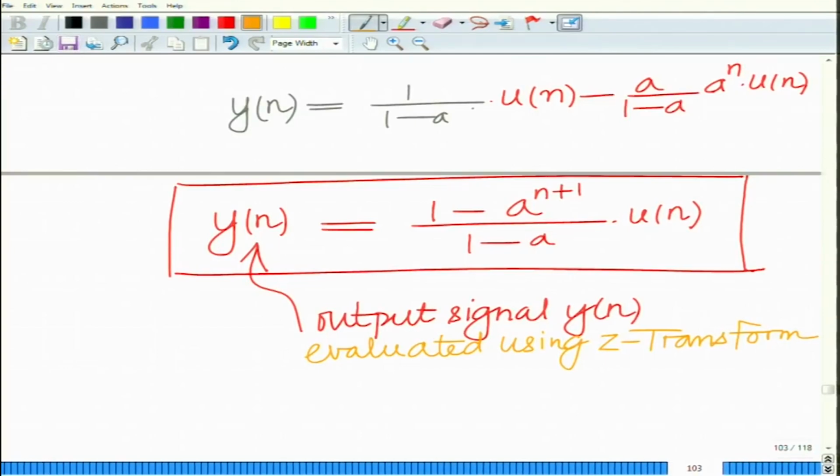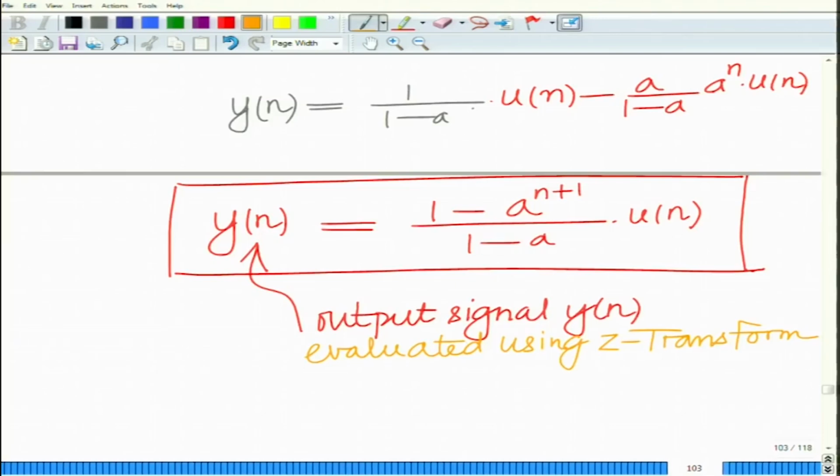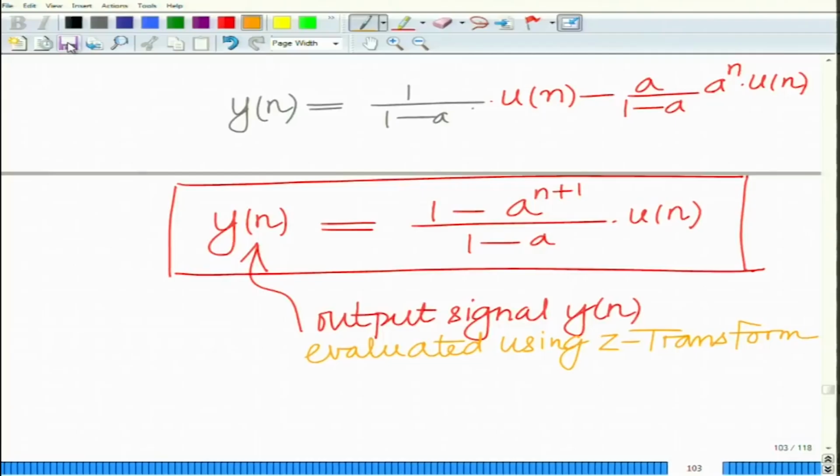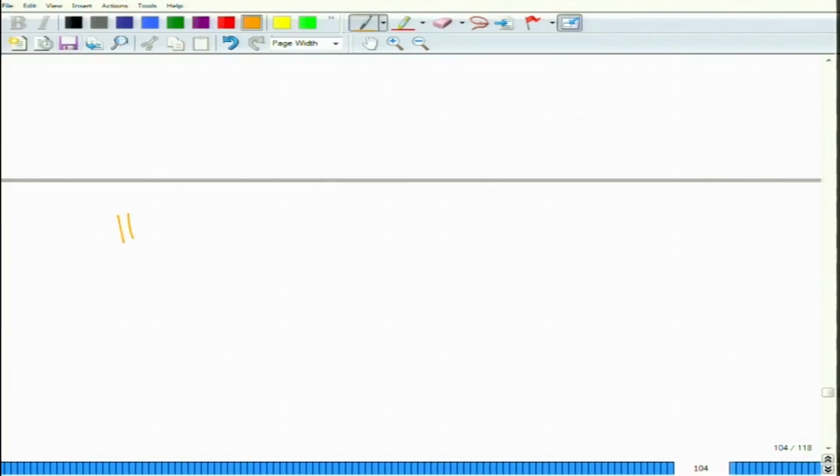So, we were given the impulse response, which is a^n u(n), correct, and the unit step signal as the input, that is x(n) equals u(n), and we were asked to find the output. We have demonstrated using the z transform technique that the output is (1 minus a^(n+1)) over (1 minus a) times u(n). Okay. So, that is the output of this system. All right. Let us continue to another example, example number 8.